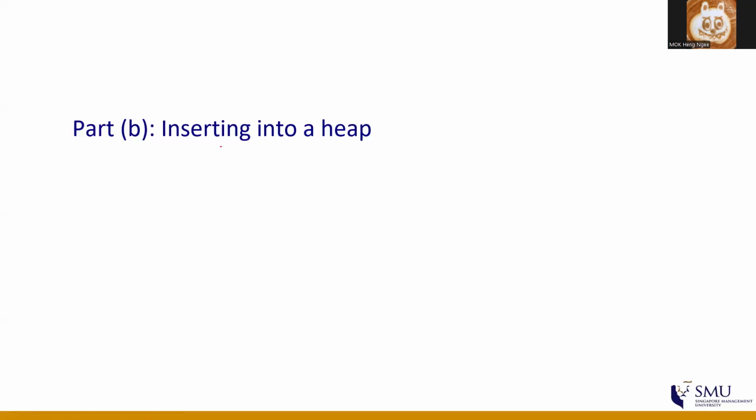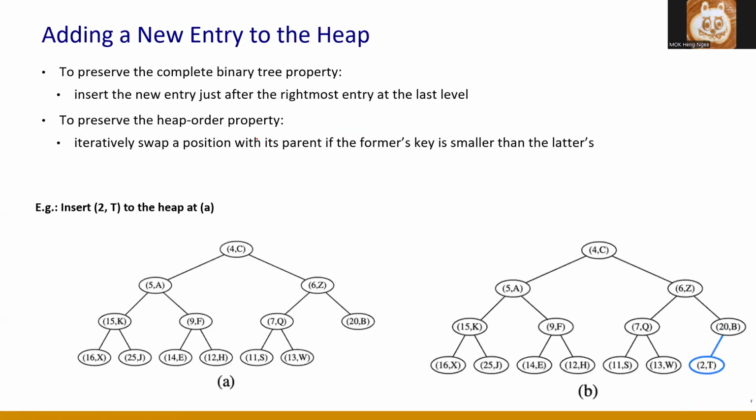Let's move on to part B. We are going to talk about how a new element is going to be inserted into a heap. In the enqueue operation, also known as the insert operation, adding a new element is not an issue, but we need to make sure that we preserve the two properties, the CBT property as well as the heap order property.